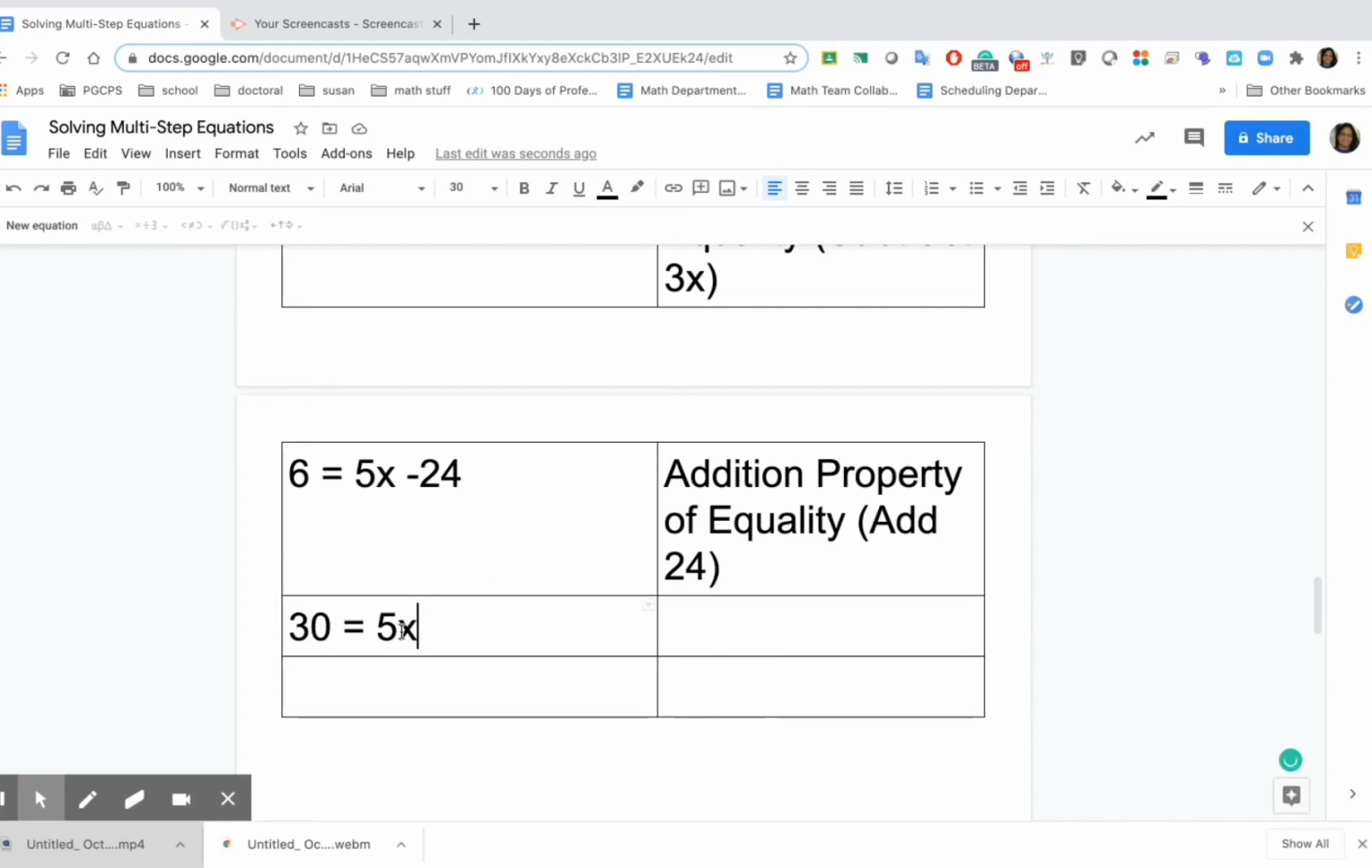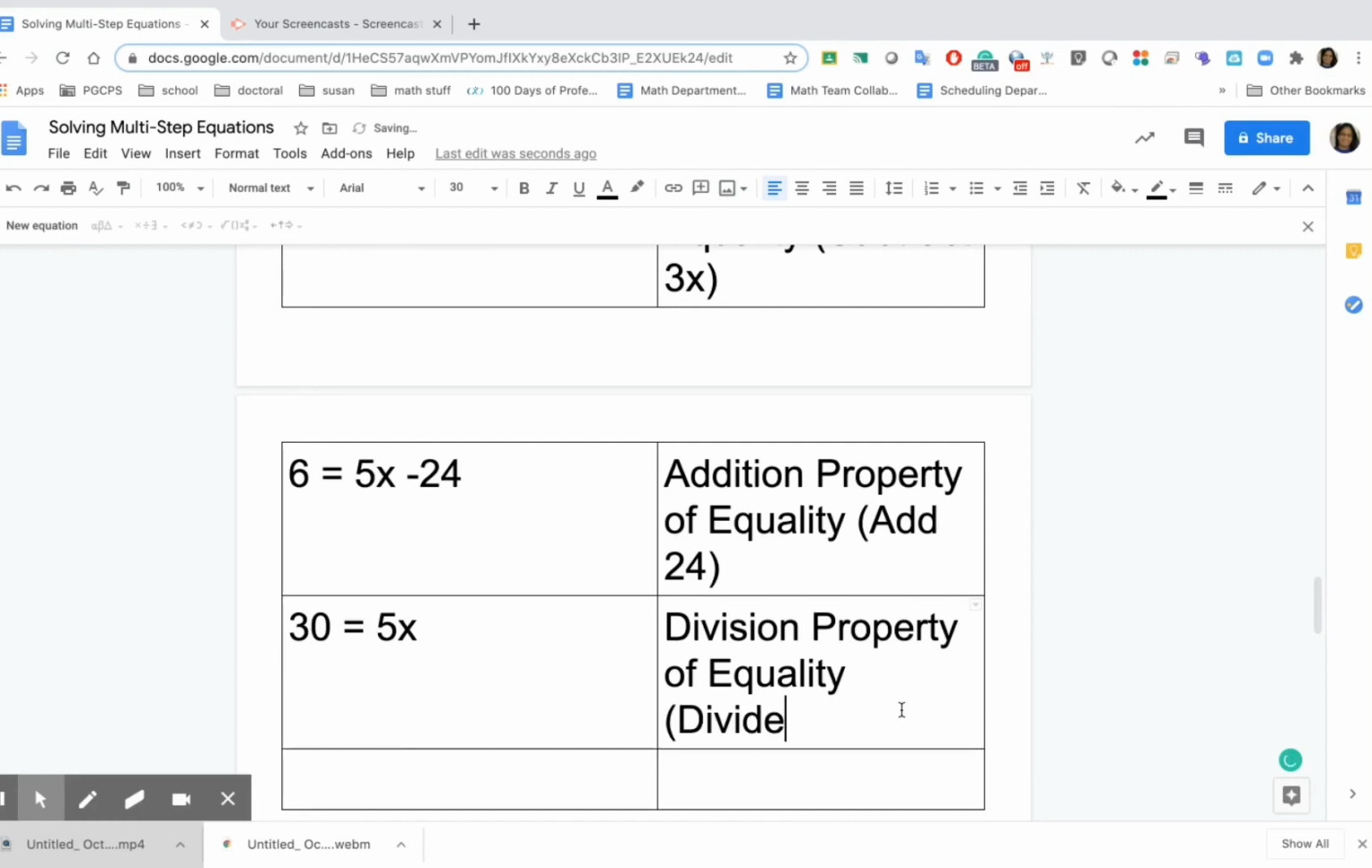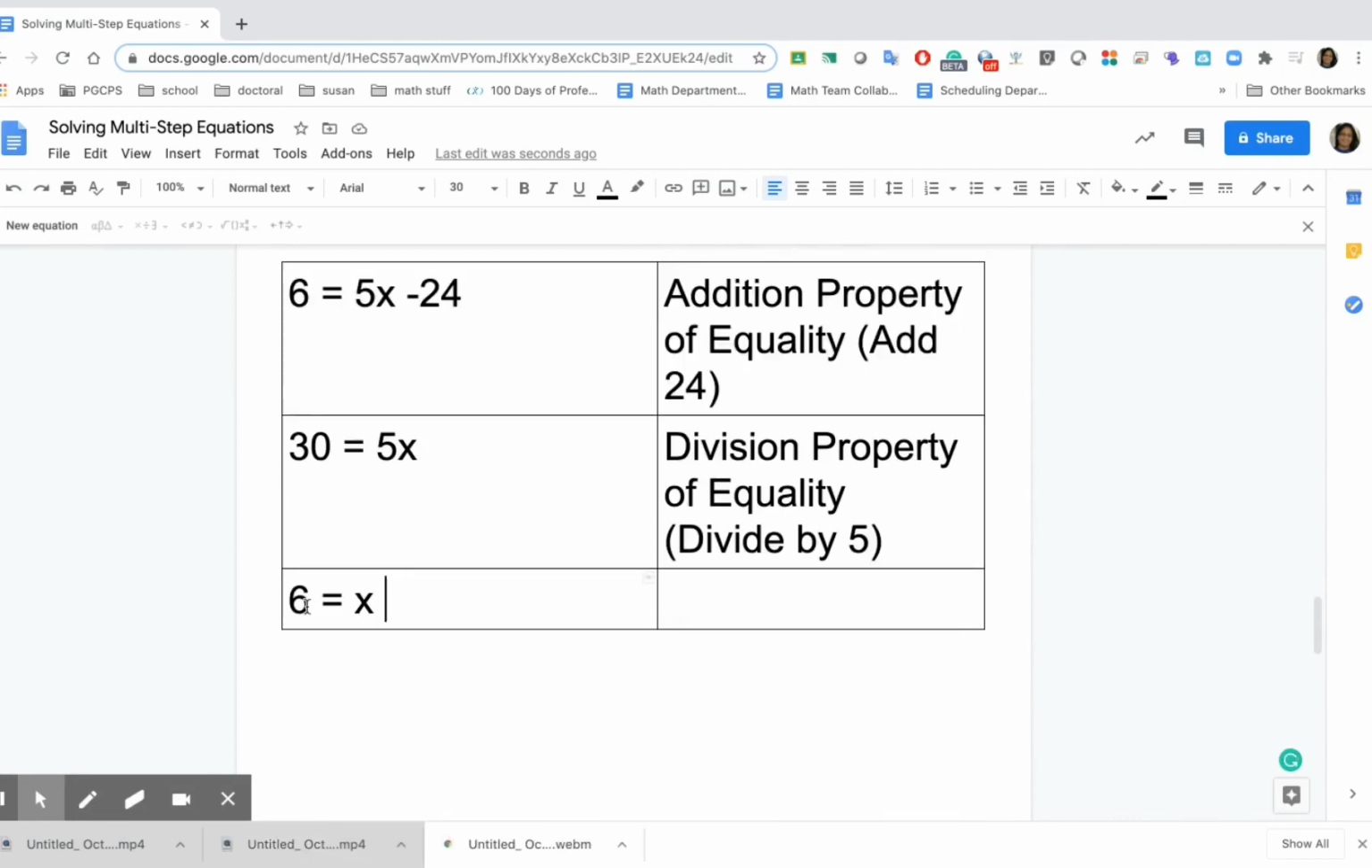Then the last step is to eliminate the 5 using the division property of equality. Divide by 5. So 30 divided by 5 is 6, and 5x divided by 5 is x. So the value of x is 6. So 6 is equal to x, or x is equal to 6.